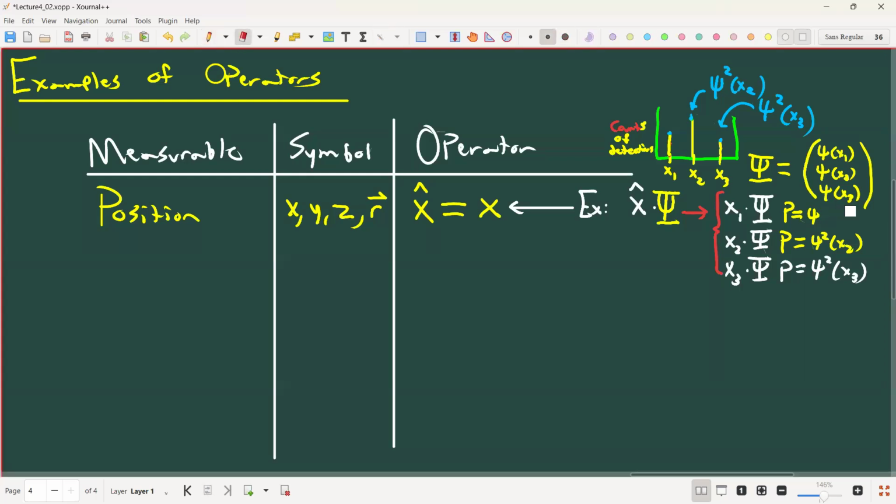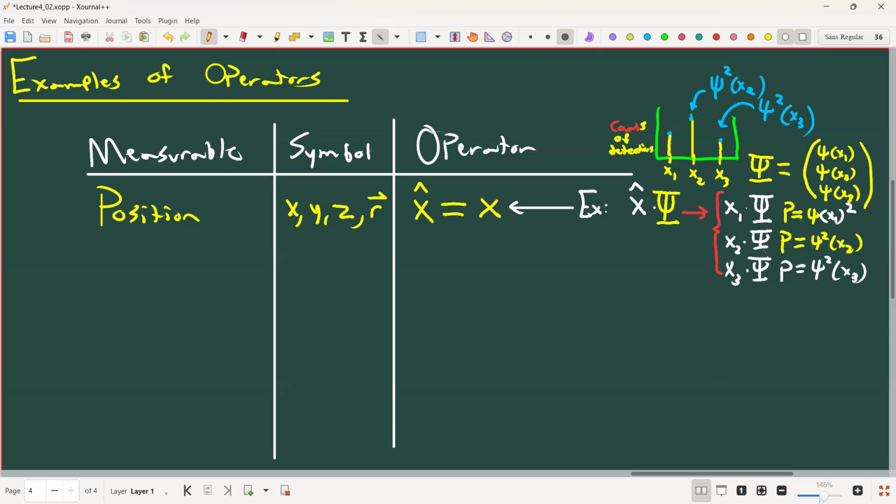Okay, that makes sense to me. Maybe if I wrote it instead like this. Would that be better? Yeah. So it's the y value of psi evaluated at x1, this value squared. Right? And that's the probability.